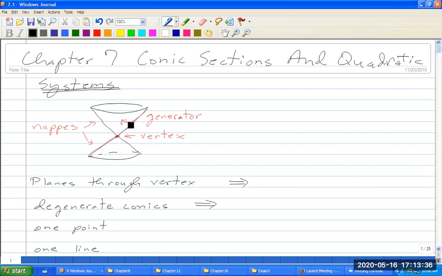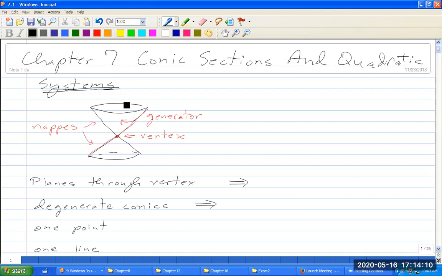Suppose you take a line and I rotate it about some point. If I do that, I will create a cone going in two directions. We'll call this point that we're spinning around, this fixed point, the vertex, and the nappes, this thing that you're sort of spinning.